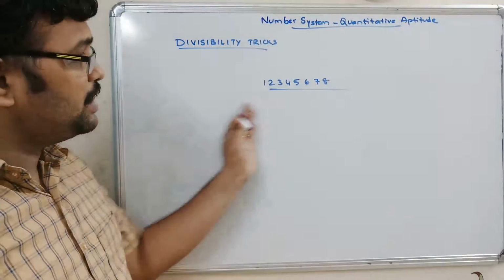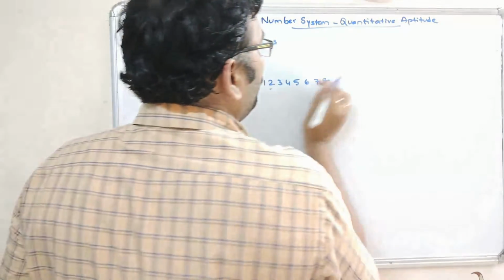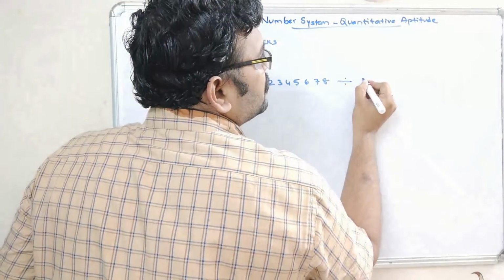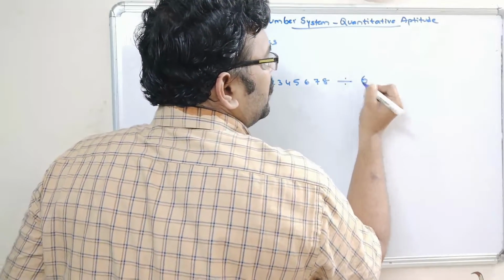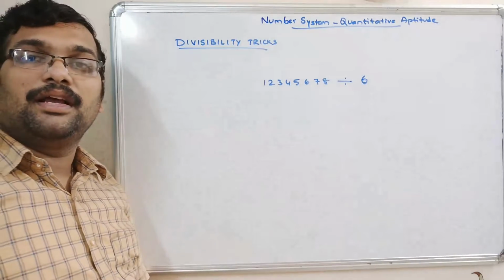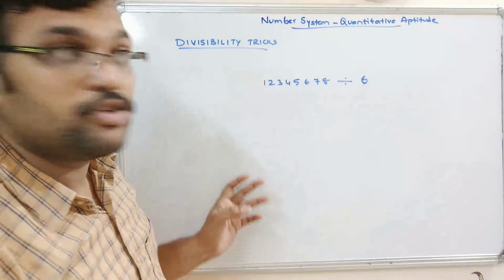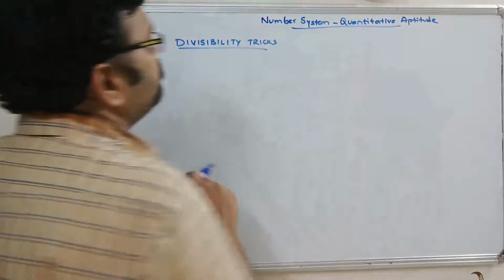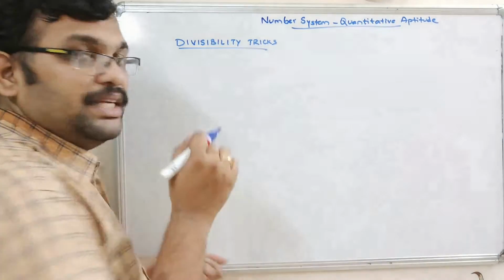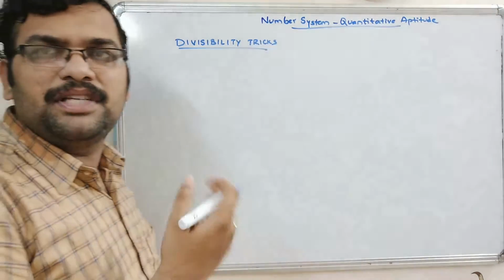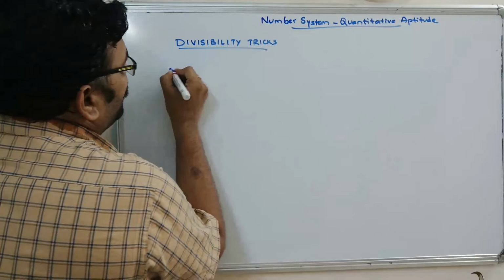We have to find whether this number is divisible by some number like 5 or 6. Say, whether the given number is divisible by 6 or not. Such types of questions we may get. For that we can have small tricks so that we can easily find out. I will tell you the tricks and then we will do two examples and close.